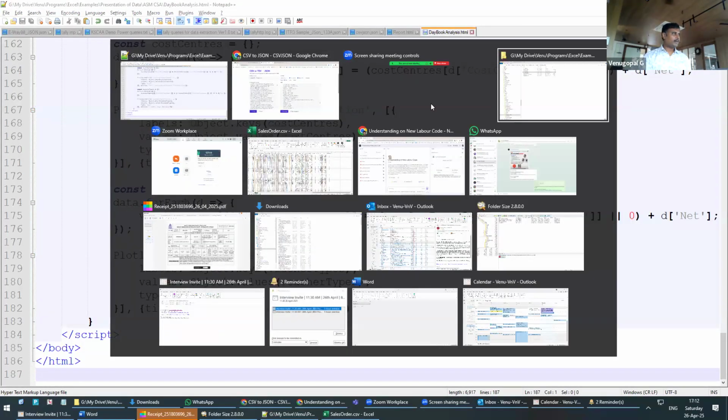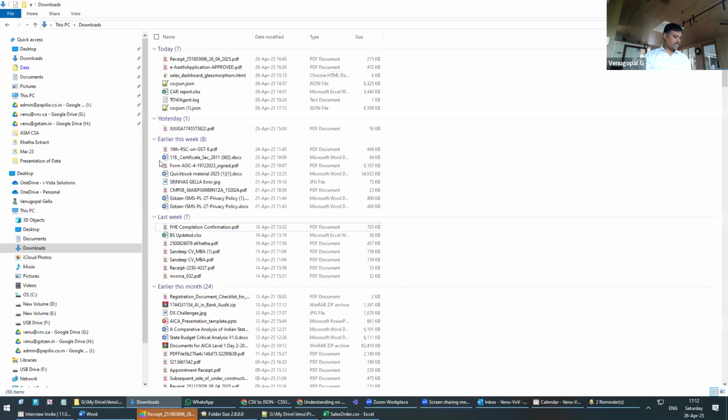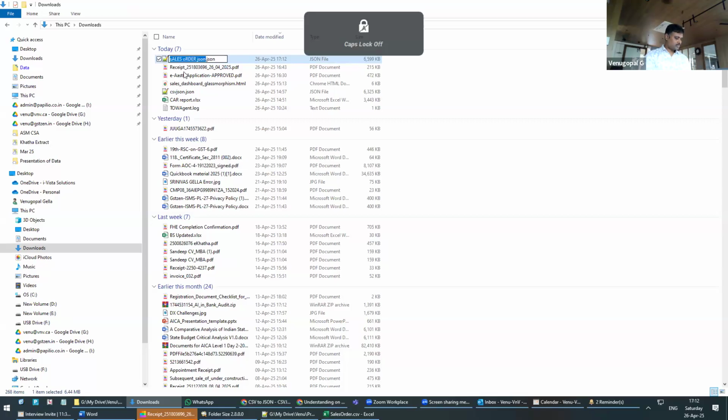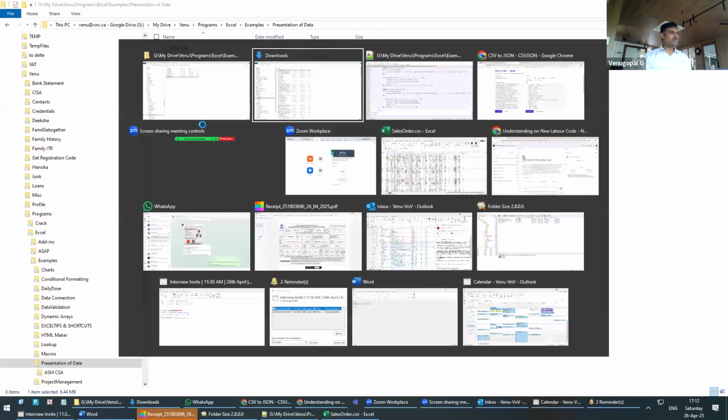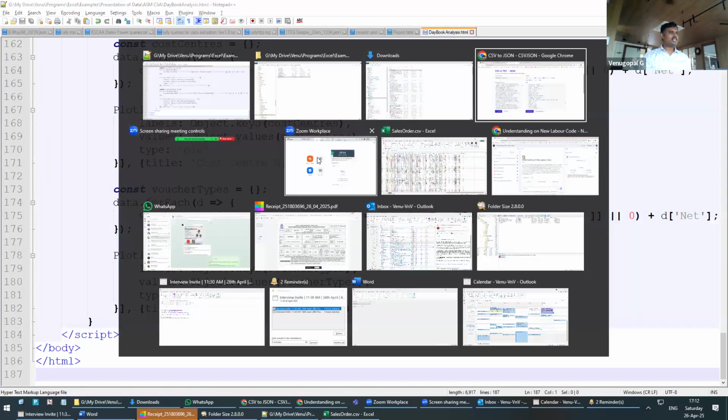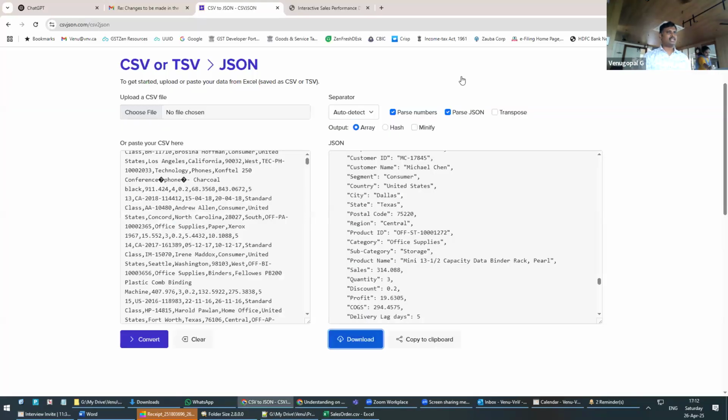Let me go to downloads, and here is the JSON. This is the sales order JSON file. I'm just loading here. So you all have the sales order JSON file. Everyone, it got downloaded. Do you have this sales order JSON? Does this get downloaded for everyone? If yes, put it as yes in the chat.